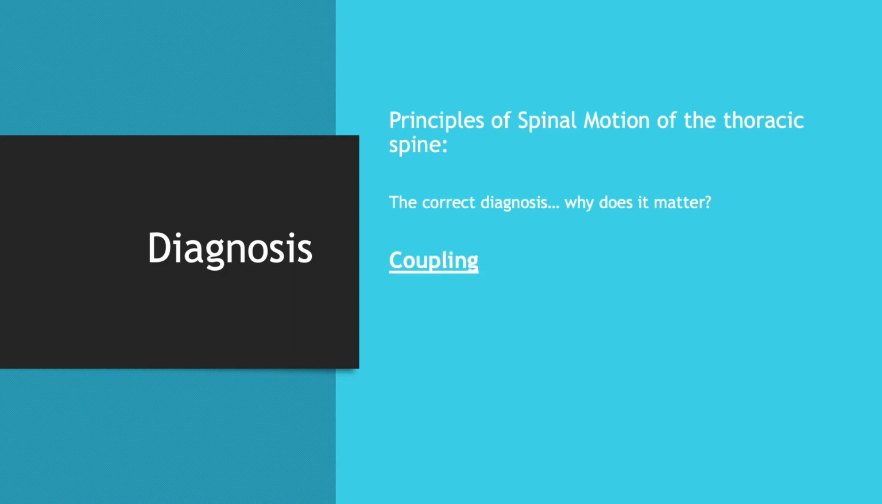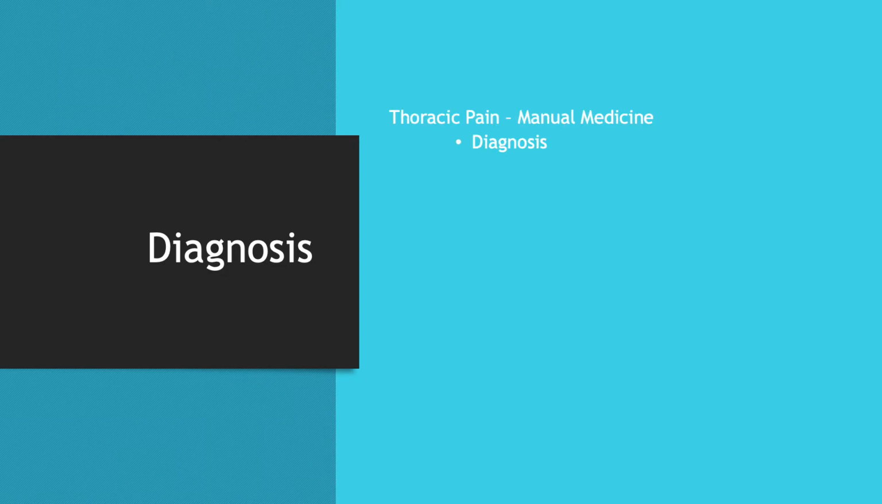So coupling, right? That is our side bending and rotation. How are side bending and rotation interrelated? Are they the same side or are they opposite? If they're coupled, in other words, if side bending and rotation are to the same side, we call that ipsilaterally coupled. If side bending and rotation are to the opposite side, we call that contralaterally coupled, right?